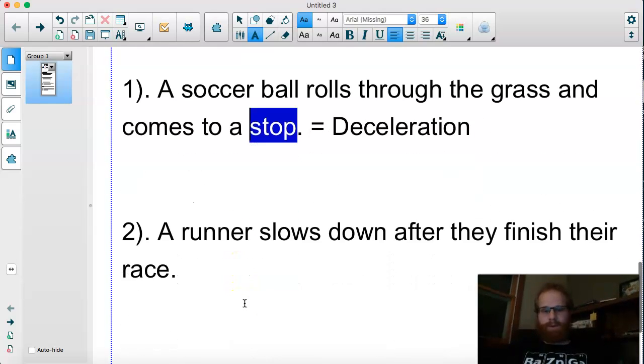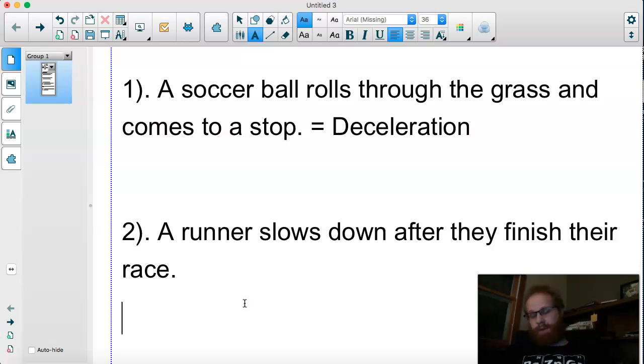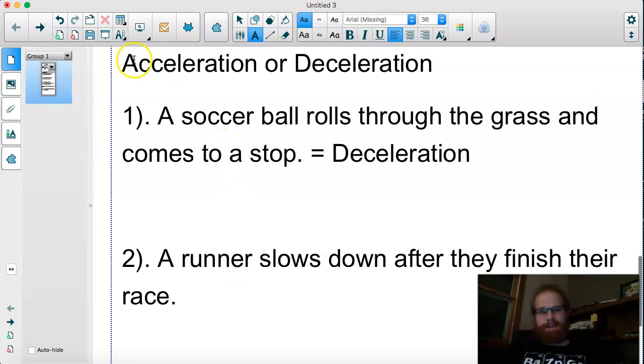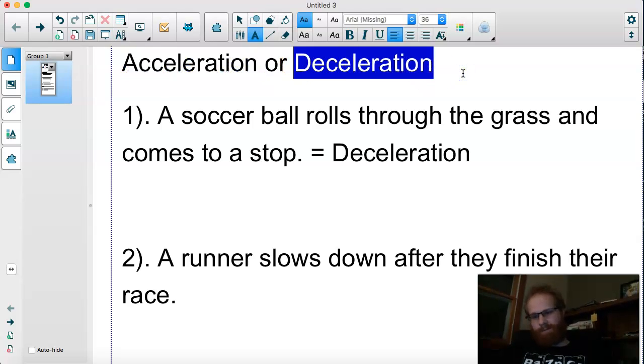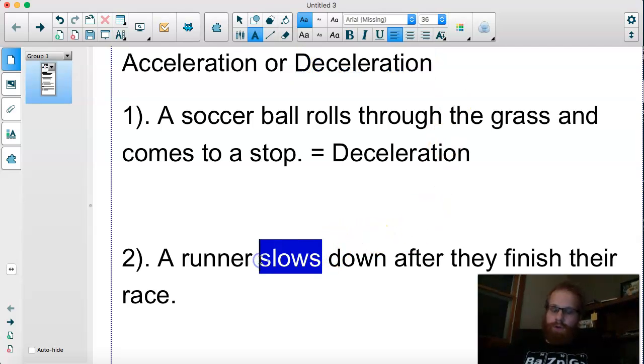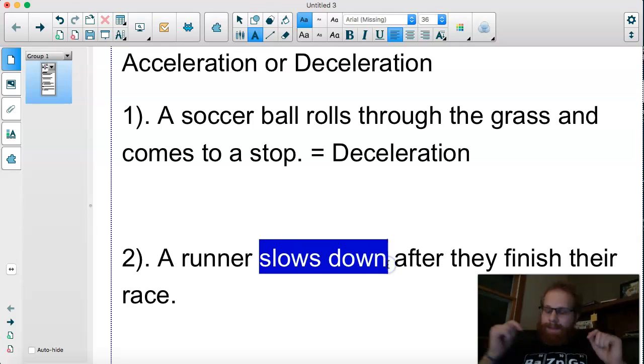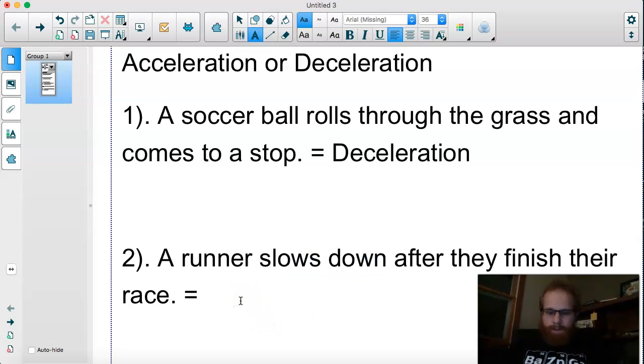Okay, next one. A runner slows down after they finish their race. Is this an example of acceleration or an example of deceleration? What do you think? Good luck. Interestingly enough, this is also an example of deceleration. And one of the cue words that we have is that the runner slows down. That means their speed is decreasing. And so if speed is decreasing, that means it's decelerating. There we go.